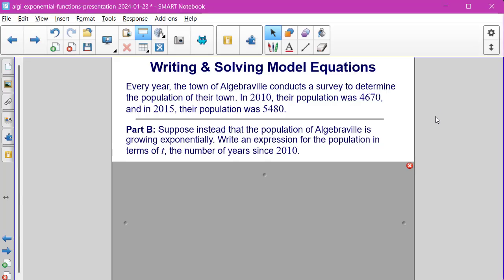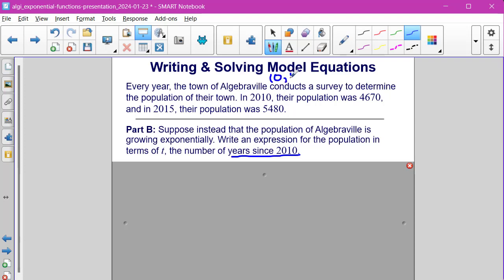Now let's look at part B of this question. Suppose instead that the population of Algebraville is growing exponentially. Write an expression for the population in terms of t, the number of years since 2010. Similar with our linear model, the years since 2010 tells us that this first point with 2010 and the population of 4,670 on our graph is going to be 0, 4,670.